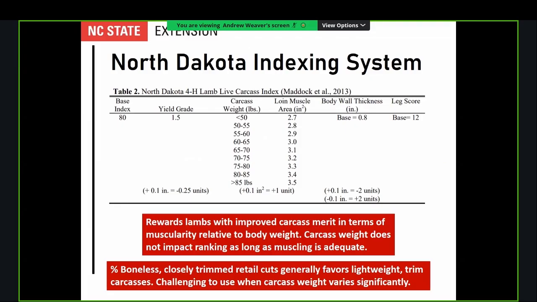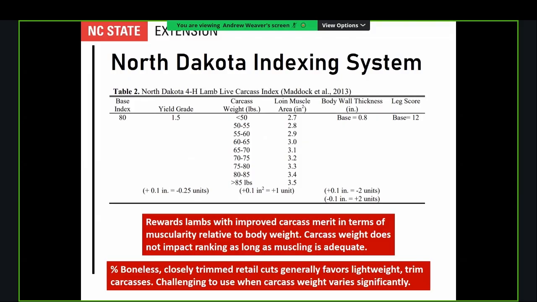So, a few different ways to look at ranking a carcass contest. Are we going to do it purely from a yield standpoint, based on percent boneless, closely trimmed retail cuts, or are we going to include some better muscling attributes relative to carcass weight? That's where I do kind of prefer the North Dakota system. That's why I used it for this contest.